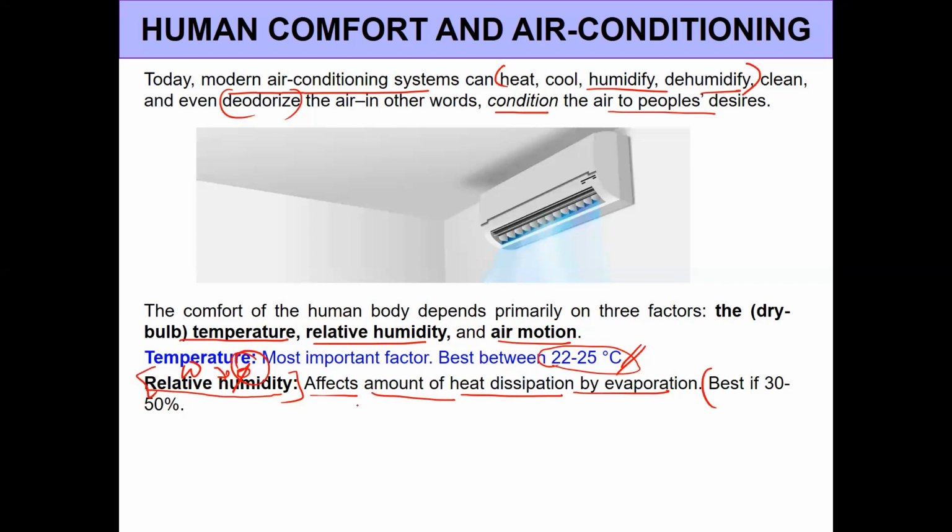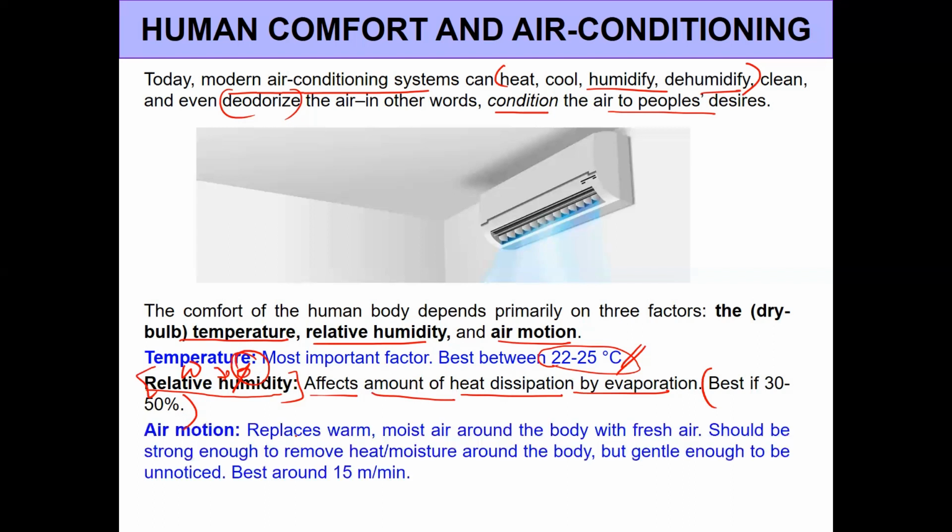Okay, so the relative humidity needs to be kept somewhere in the 30 to 50% range. Anything higher than 50 is going to cause less heat dissipation and can, of course, make us uncomfortable. Now, lastly, air motion is also important.